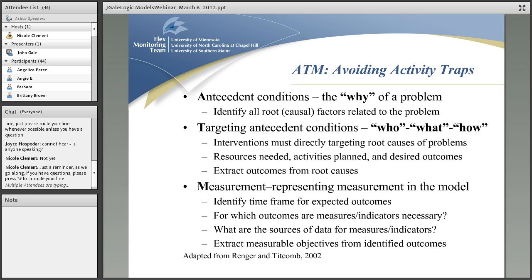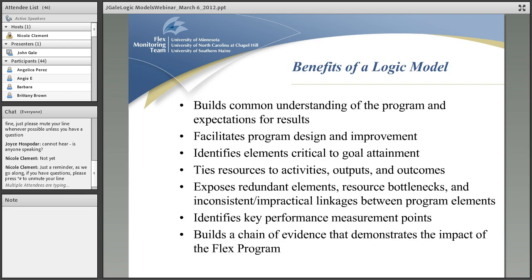Real challenge getting at the sources of data for measures and indicators, so we can't always measure what we'd like, and so we have to figure out what's the best proxy variable, and then how to extract measurable objectives from the outcomes desired. And this is a nice way of thinking about it, and it's a mnemonic that I find useful.